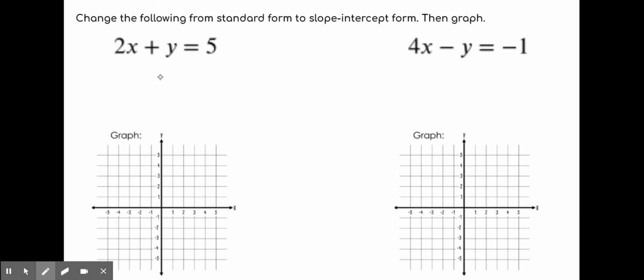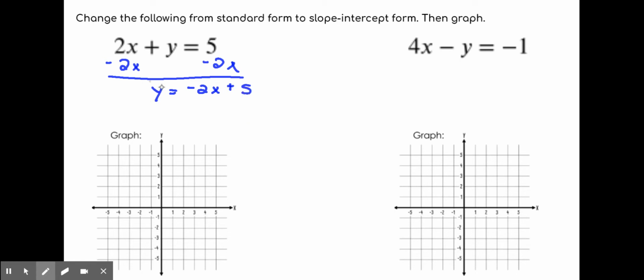So let's convert and graph. Okay, so this is 2x plus y equals 5, and I want to put this in slope-intercept form, which means I want to isolate y. So I'm going to leave my y alone. I need to move this positive 2x. I'm going to subtract 2x from both sides. Do y equals, write your term with the x in it first so that it looks like slope-intercept form, and then plus 5 at the back.